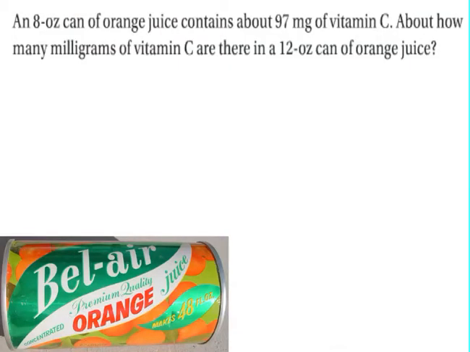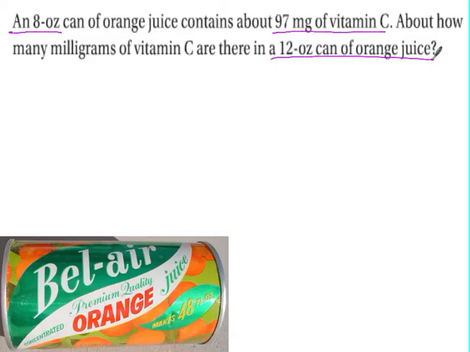Okay, so let's take a look at a problem that you may encounter. An 8-ounce can of orange juice contains about 97 milligrams of vitamin C. About how many milligrams of vitamin C are there in a 12-ounce can of orange juice? Now, because this is the same kind of orange juice, if they make the can from an 8-ounce can to a larger can, a 12-ounce can, everything will still be proportional. All right, they will have the same ratio.